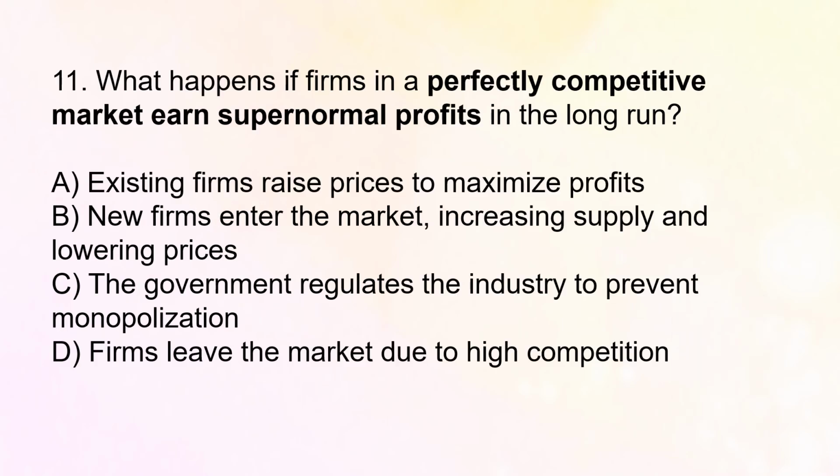Number 11. What happens if firms in a perfectly competitive market earn supernormal profits in the long run? Letter A, existing firms raise prices to maximize profits. Letter B, new firms enter the market, increasing supply and lowering prices. Letter C, the government regulates the industry to prevent monopolization. Or letter D, firms leave the market due to high competition.